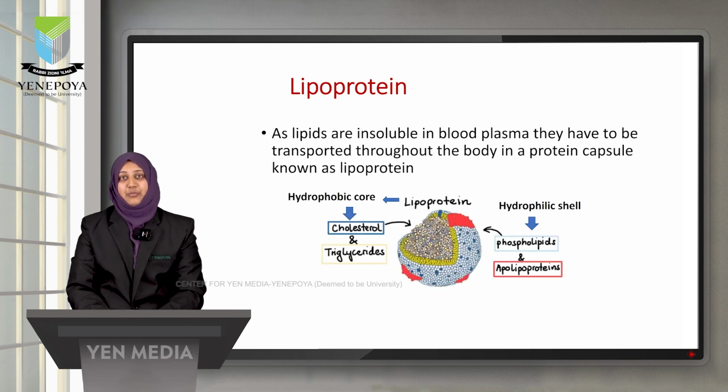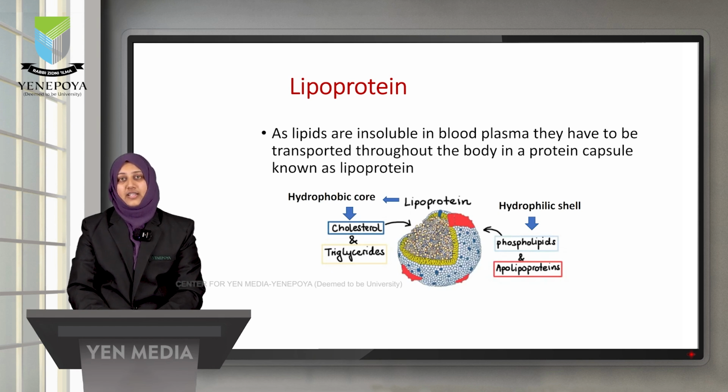First, let us see what lipoproteins are. Lipids are insoluble in blood plasma, so they have to be transported throughout the body in a protein capsule called a lipoprotein. This lipoprotein consists of a hydrophobic core, made up of cholesterol and triglycerides. Below it is a hydrophilic shell, made up of phospholipids and apolipoproteins. Till now, you have understood cholesterol, triglycerides and phospholipids.